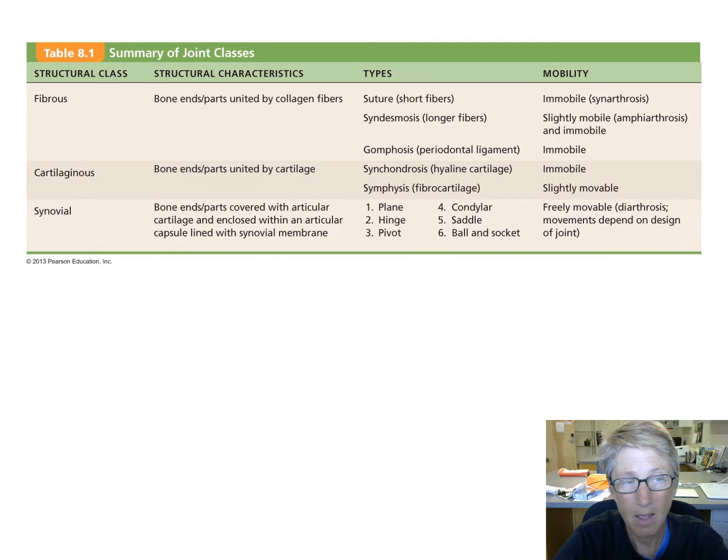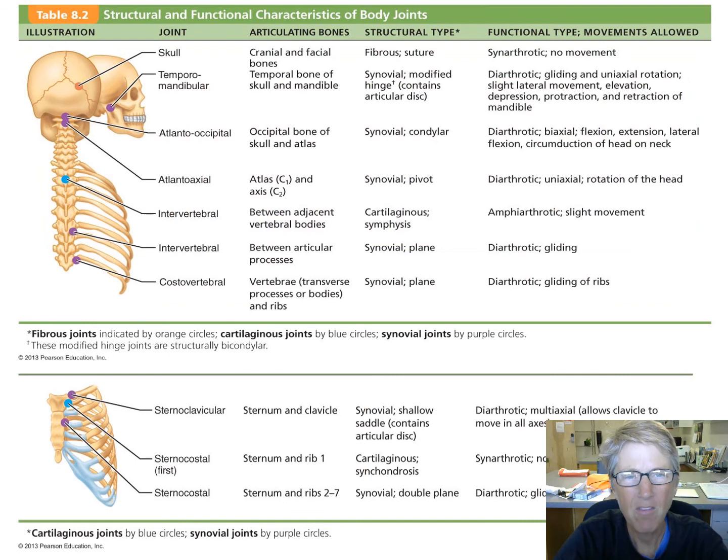Here's some tables which I like. This gives you a summary of the joint classes. So this is structural class. Remember you had fibrous, cartilaginous, and synovial. The second PowerPoint YouTube video that I put up was on synovial joints. And then you had all these subtypes of synovial joints. This table is from Marieb, by the way.